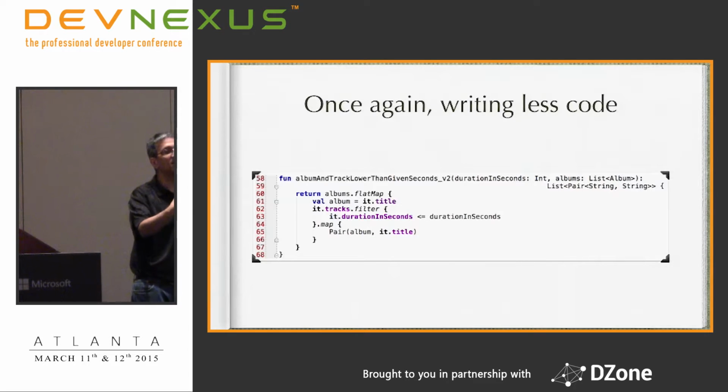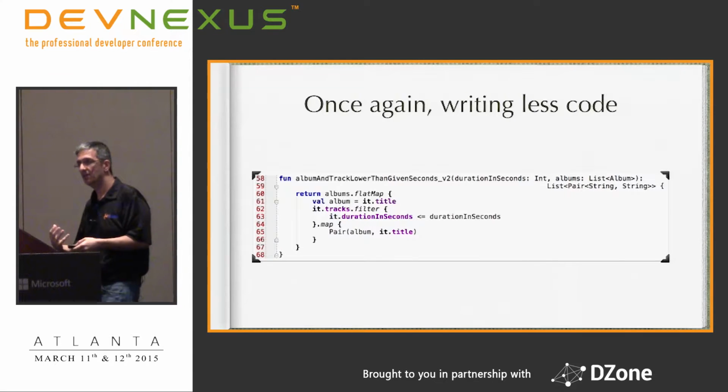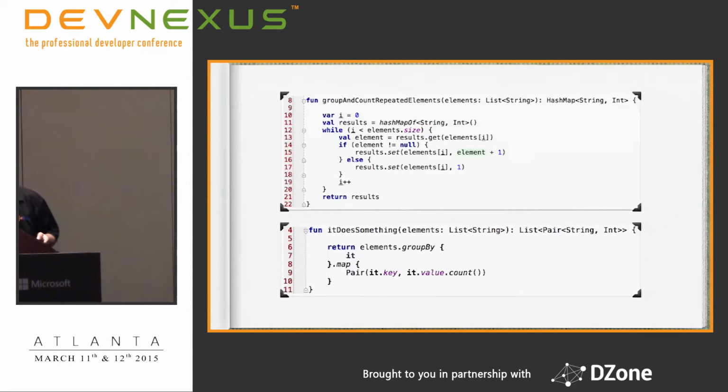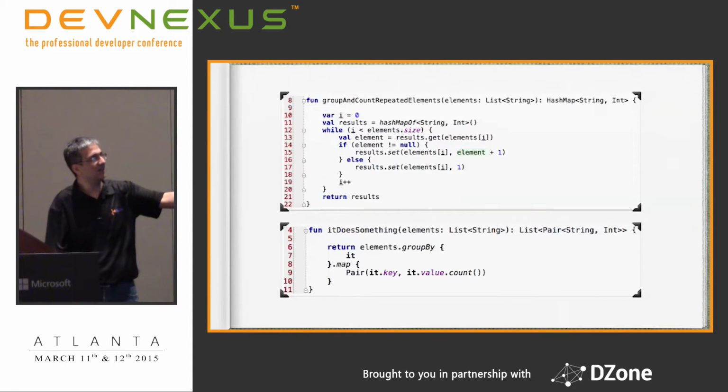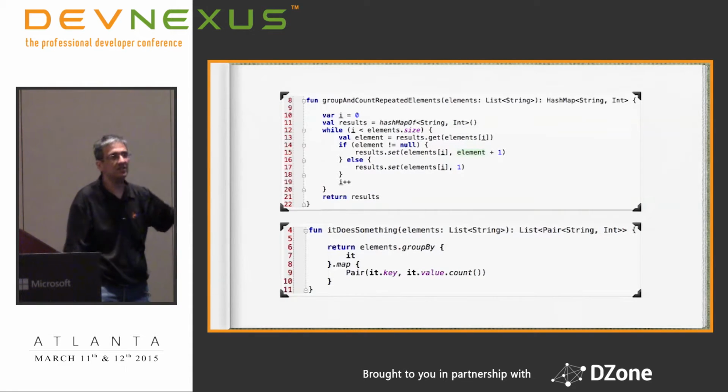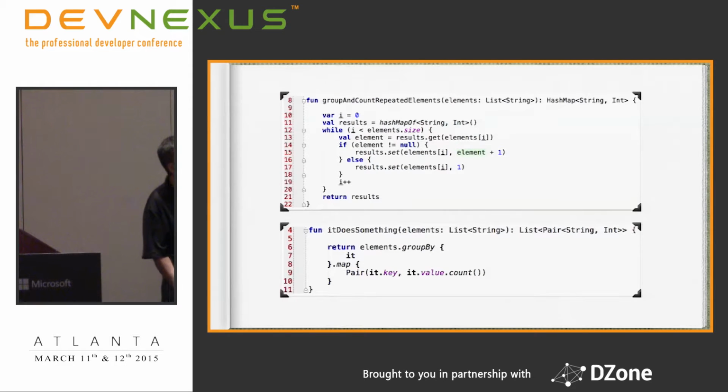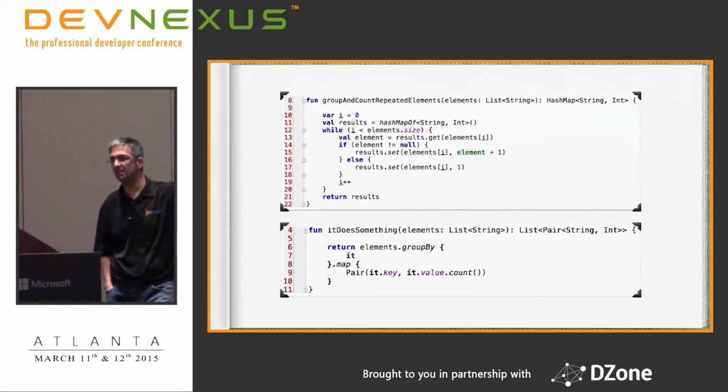So I have this concept of being able to take a function and pass in a function, or take a function and return a function. That's it. That's what I'm using right now. So if we go back to the original example, you can see that here I have the function that we saw initially, but now it's got a name, group and count repeated elements, and the one that is more clear doesn't even have a name. It does something. But if you look at these two, you can see that this one is easier to reason about and easier to understand.